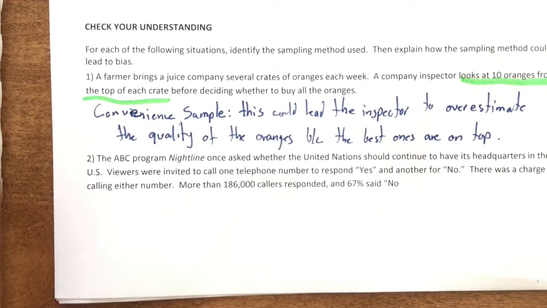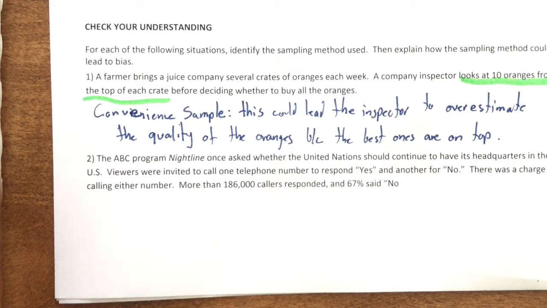All right, let's take a look at the next check your understanding. Number 2. The ABC program Nightline once asked whether the United Nations should continue to have its headquarters in the U.S. Viewers were invited to call one telephone number to respond yes or another for no. There was a charge for calling either number. More than 186,000 callers responded, and 67% said no.